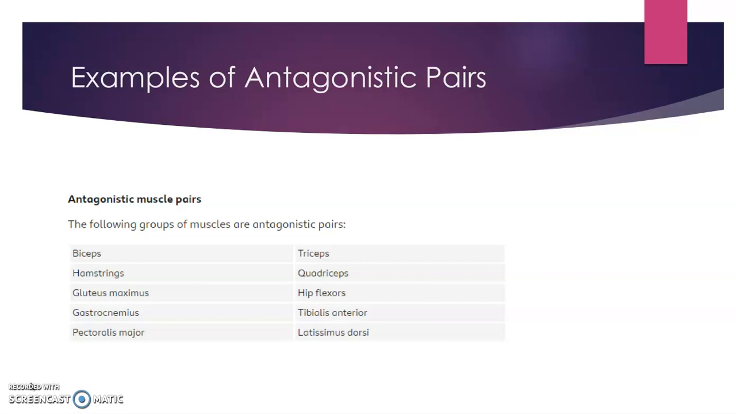The pectoralis major and latissimus dorsi would work together when performing the butterfly stroke in swimming. The latissimus dorsi would be contracting when bringing the arms back under the water, whilst the pectoralis major would be relaxing to allow the movement to occur.